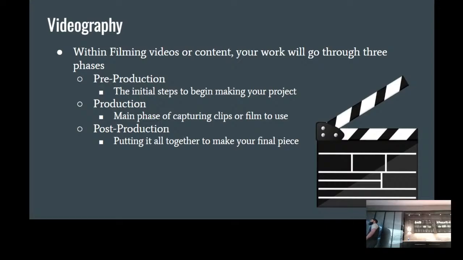There are three main steps in the process. There's pre-production, which is the initial steps. This is where you start writing stuff down. I'm going to shoot here. I want to get this scene. We're going to go to 1014 West Addison Street. We're going to film this right there. Okay, cool. That's the type of stuff you're doing.